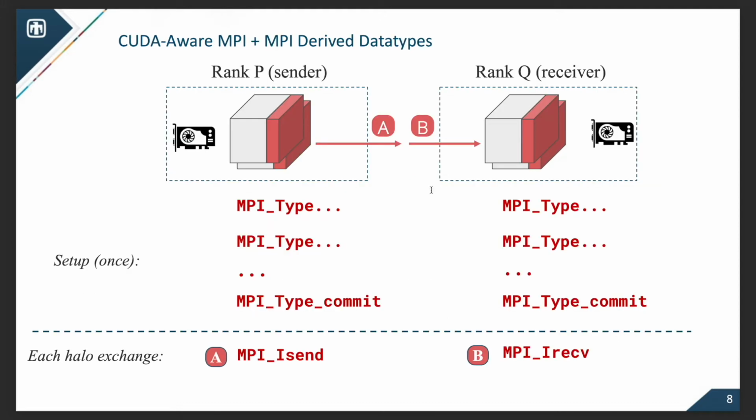And then our process is simpler. In the setup phase of our application, we'll use those MPI functions to describe our type, and then for each halo exchange, all we have to do is the send and receive, which can operate directly on those non-contiguous types.